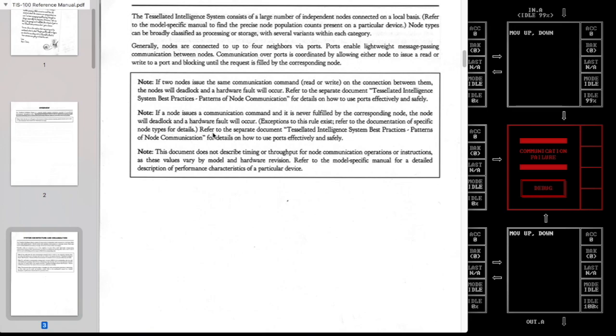If a node issues a communication command and it is never fulfilled by the corresponding node, the node will deadlock and hardware fault will... How would it know if it never is fulfilled? It's not like it can detect an infinite loop, can it? Exceptions to this rule exist. Refer to the documentation of specific node types for details. Refer to 7 patterns of node communication. Does not describe timing or throughput for node.